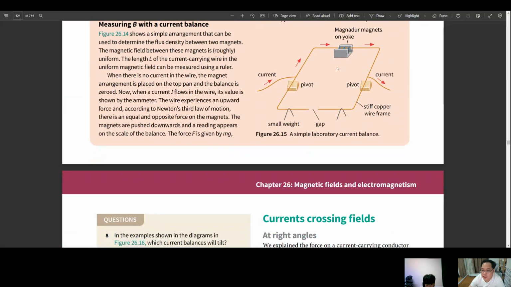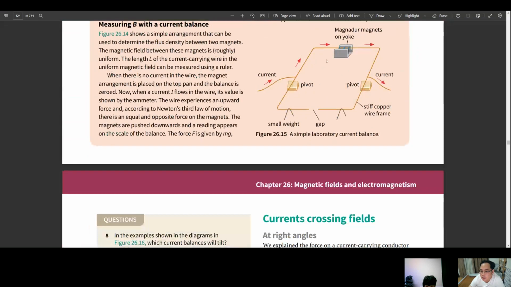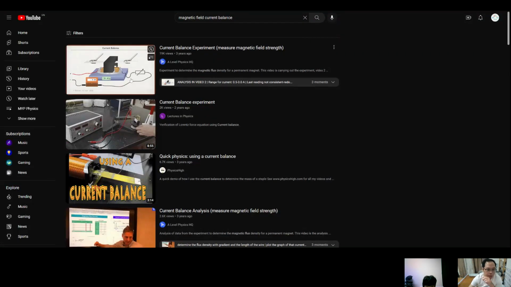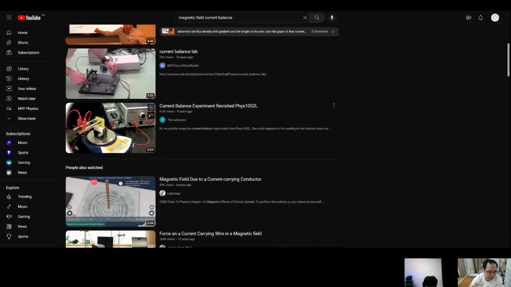Measuring B with the current balance. That is this way: magnet on yoke, current, gap, symbol of the current balance. Force on a magnetic field with the current balance. Basically the same thing, but just simpler and probably less accurate than the advanced experiment there.